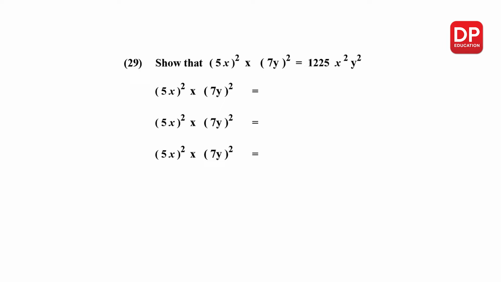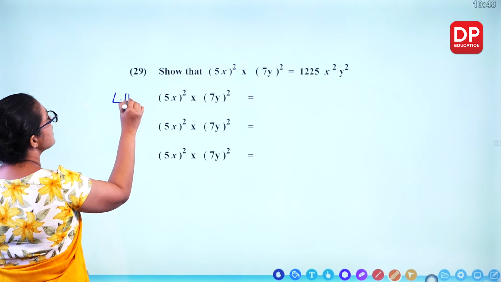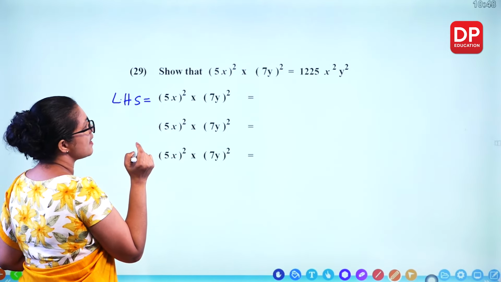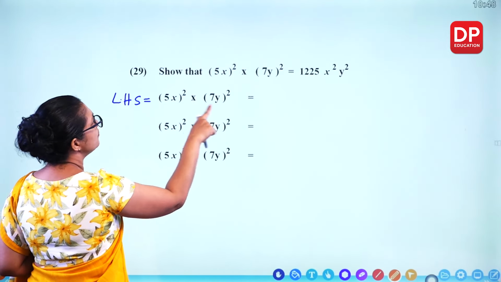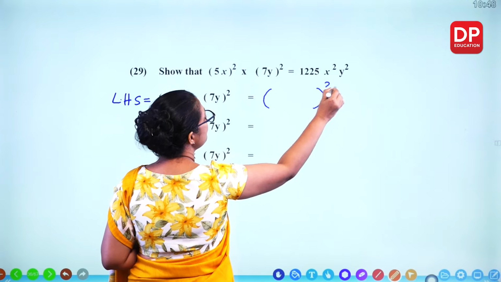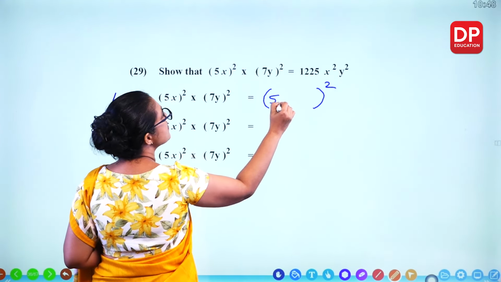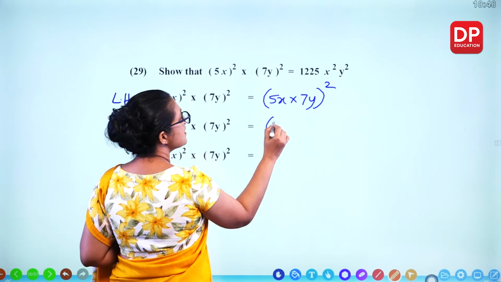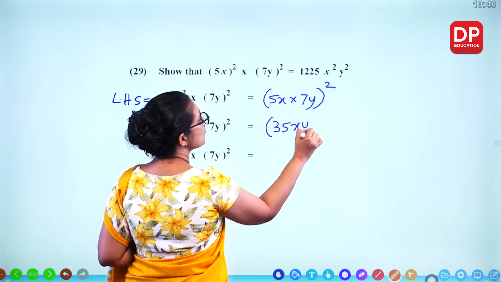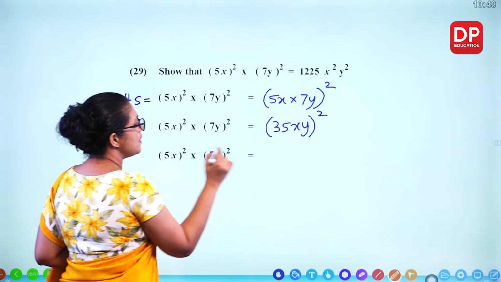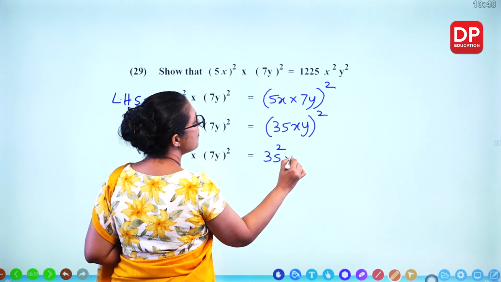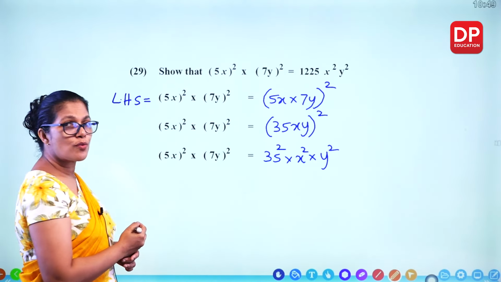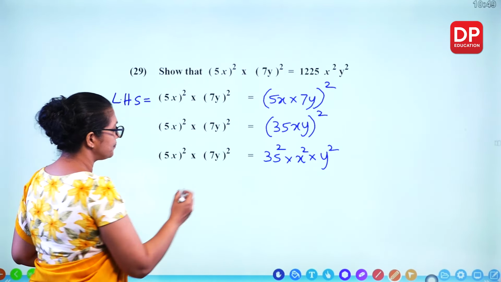Show that this one. So, same thing, you take the left hand side and you have to show this is equal to the right hand side. So, how can you write these two? Same power. That's 2. 5x and 7y you can write like this. And 5 times 7, 35xy squared. That means 35 squared, x squared and y squared. So, what's 35 squared? 35 times 35.